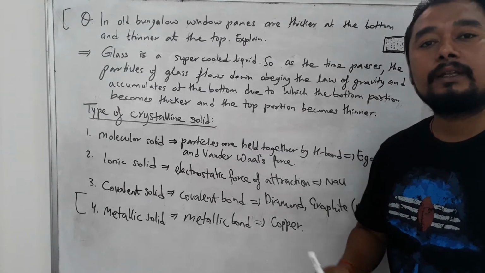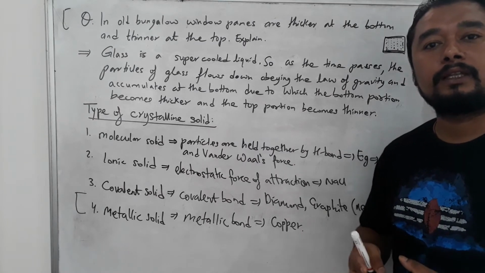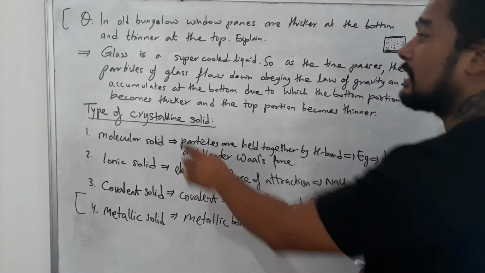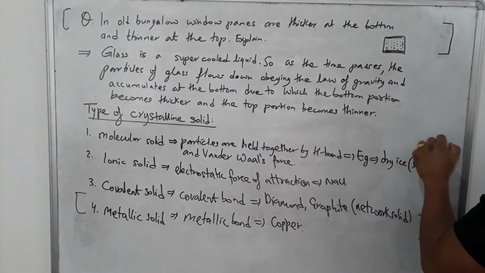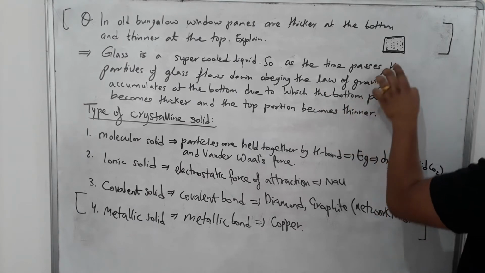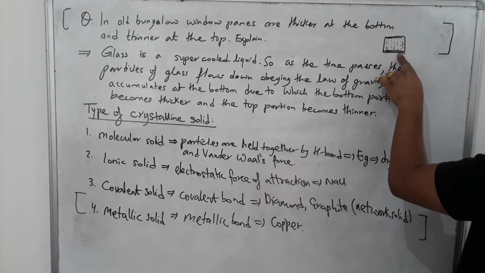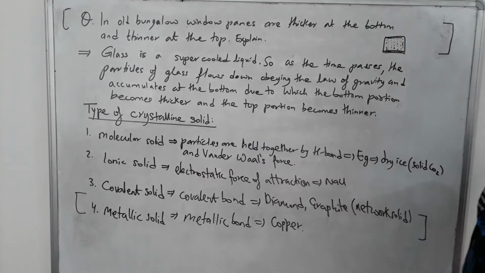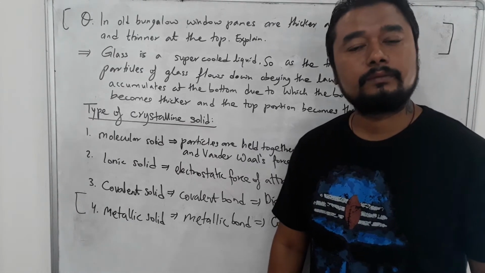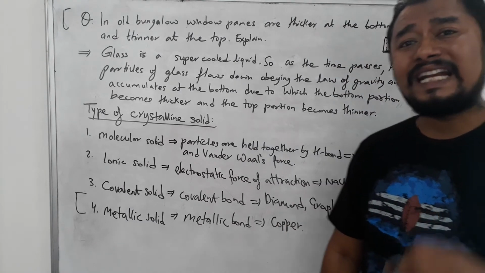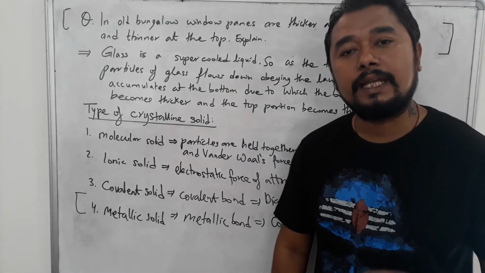So why in old bungalows are the window panes thicker at the bottom and thinner at the top? You have to say like this: glass is a supercooled liquid, so the particles of glass flow down as time passes, obeying the law of gravity, and accumulate at the bottom, whereby the bottom portion becomes thicker and the top portion becomes thinner. So this much we have to learn, 5% about amorphous solid. Now onwards we will learn 95% only about crystalline solid.